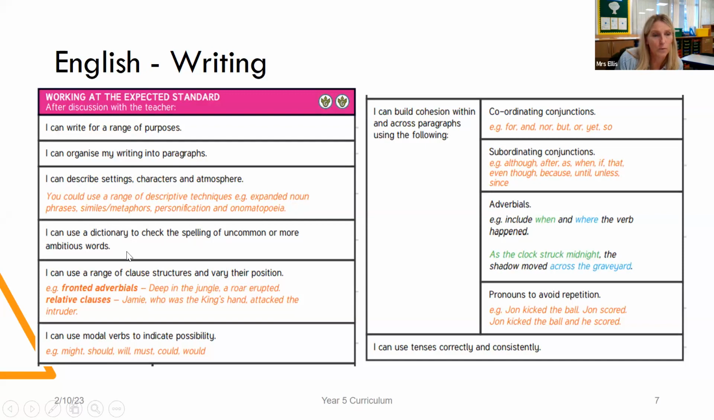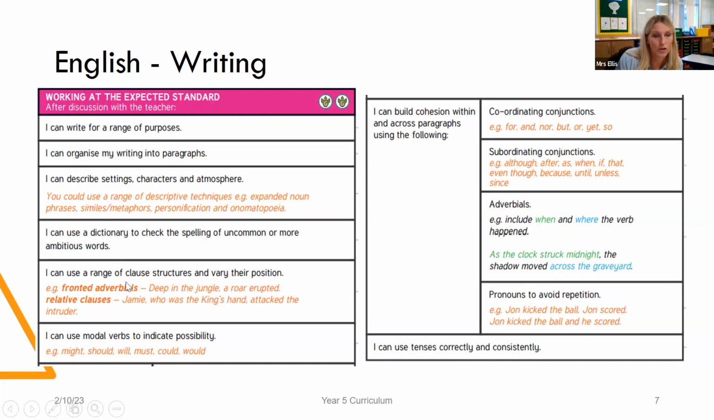Within our spelling work, we look at using a dictionary to check spelling of uncommon or more ambitious words, and likewise we use thesauruses as well. So if they've got a good word but it's not a Year 5 word, we can use a thesaurus to up-level that word. This builds on from our SPAG work.